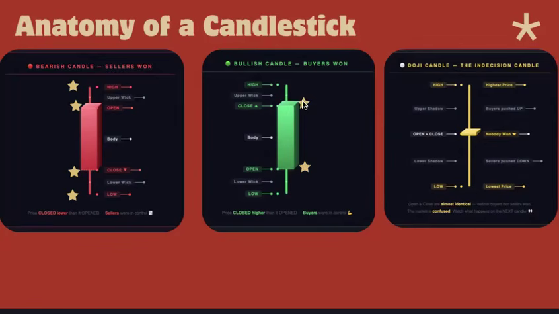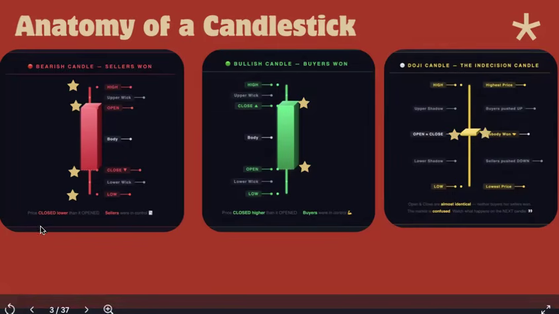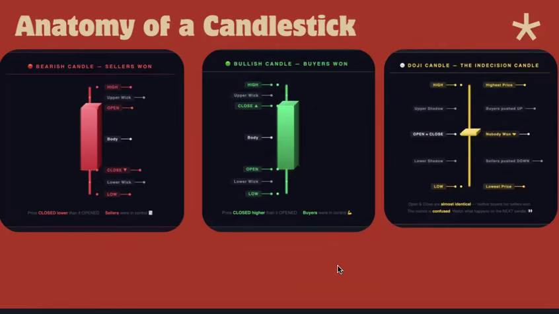Third is the Doji. Nobody won, because open and close are at the same price. Buyers tried to push up, sellers tried to push down, and neither side won. The market is confused. To conclude, every candle is a battle between buyers and sellers. We need to figure out who took control.